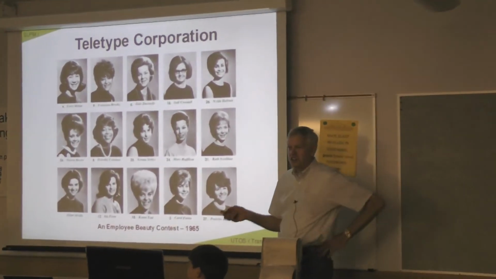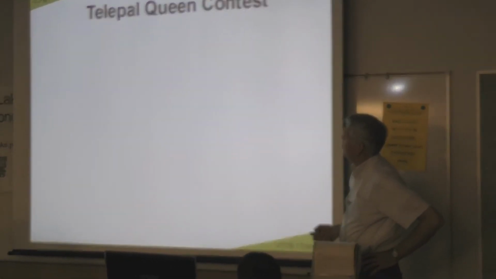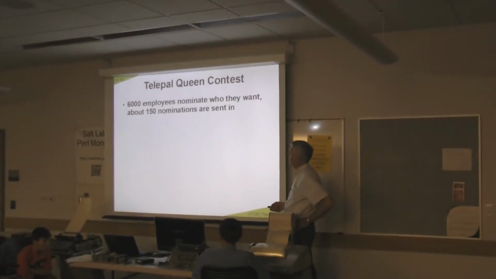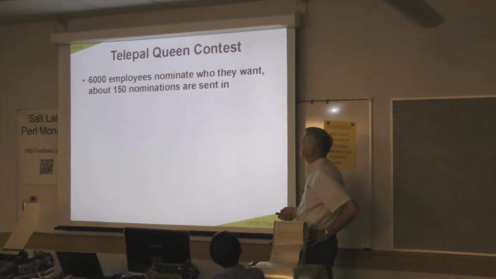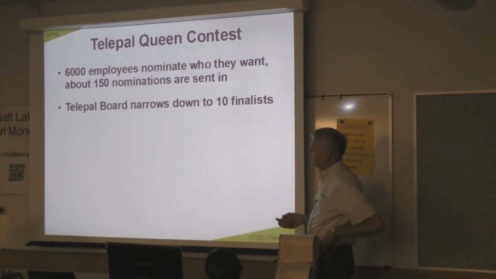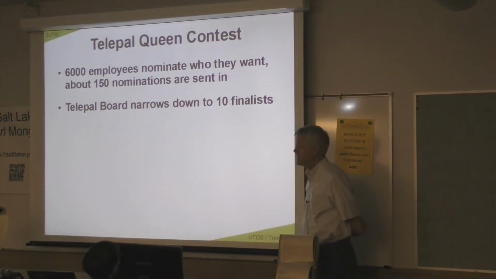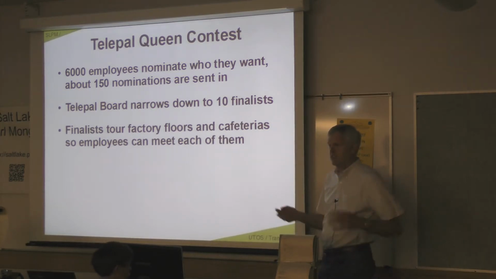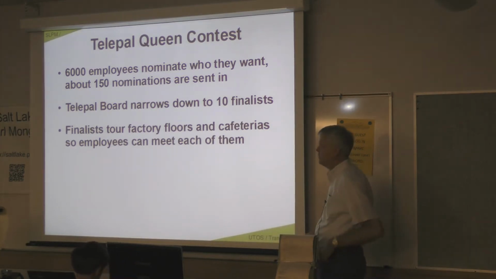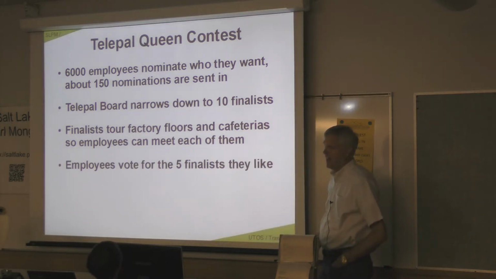So anyway, each year Teletype had a beauty contest. It was called the Telepal Queen Contest. They had 6,000 employees. They would nominate who they'd want, and they would usually get about 150 nominations. And there was a Telepal board for the contest that narrowed it down to 10 finalists. And the finalists would then tour the factory floors and visit the cafeterias so that the employees could meet them. And then the employees would vote for the 5 finalists they liked.